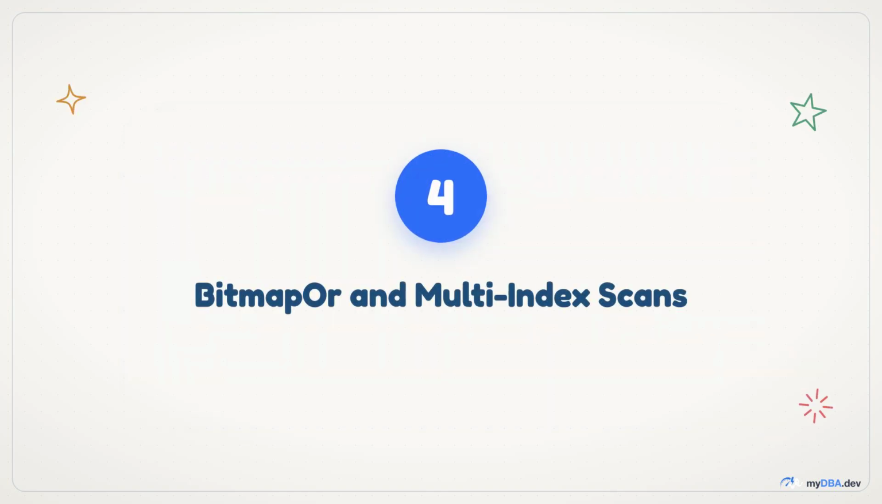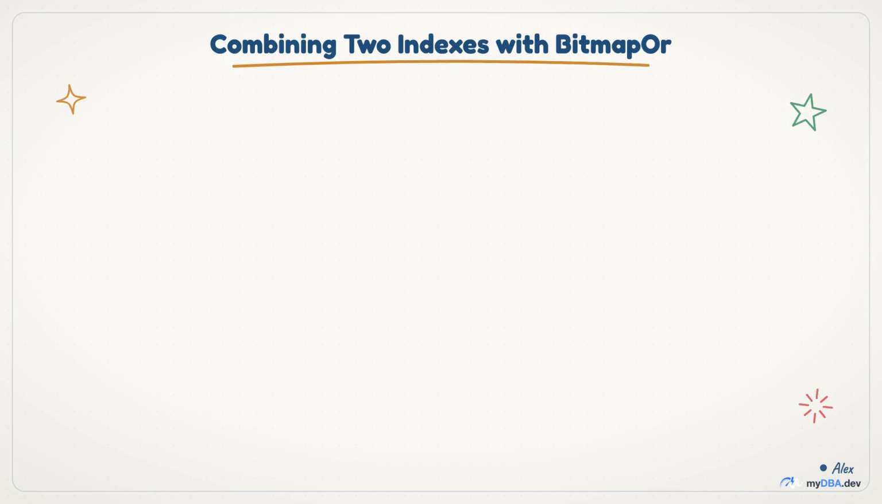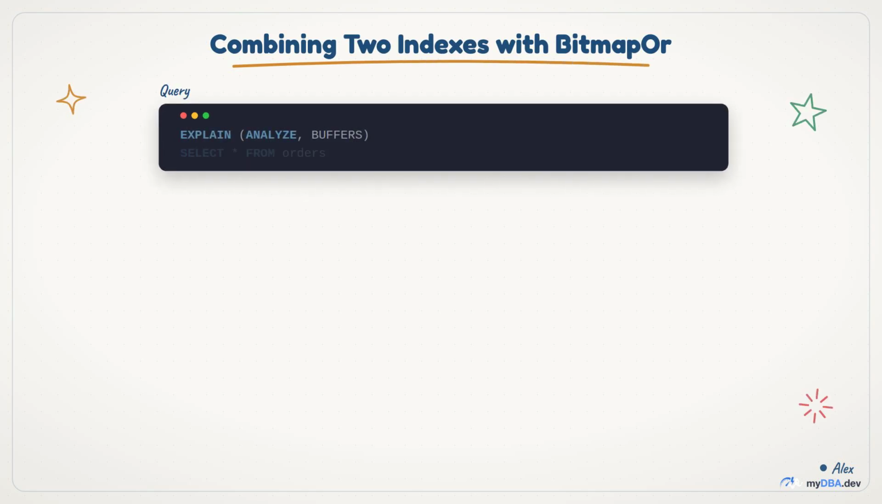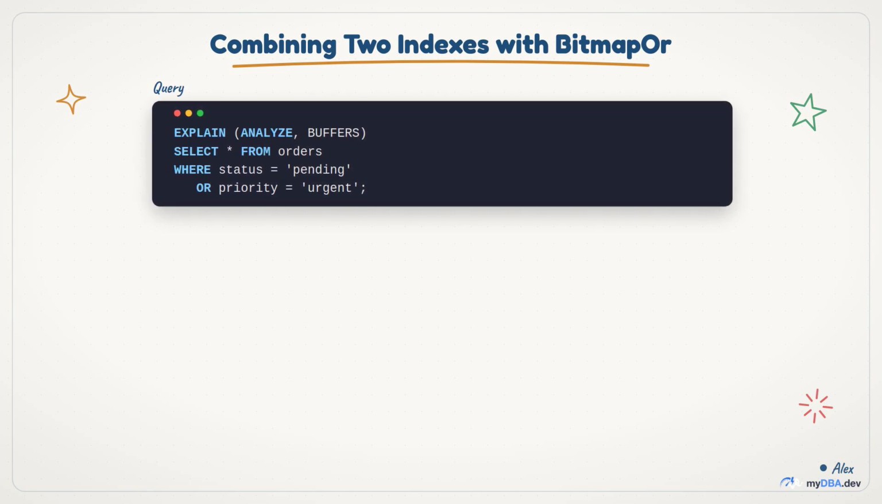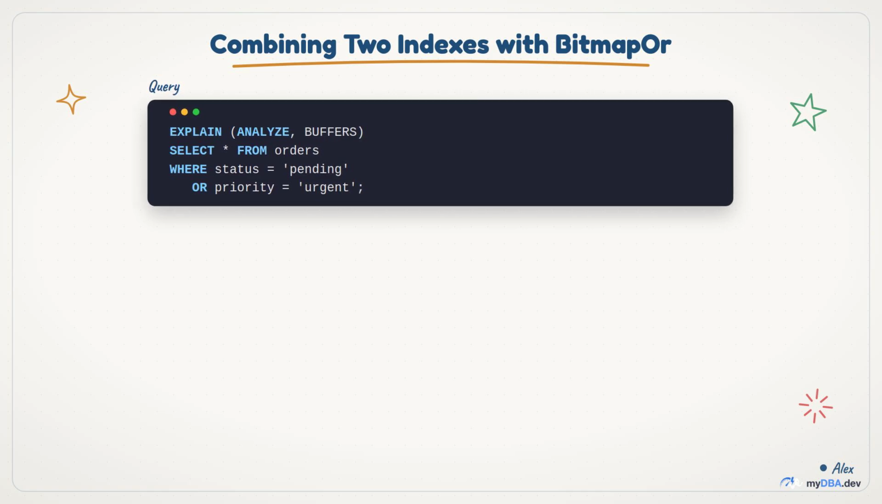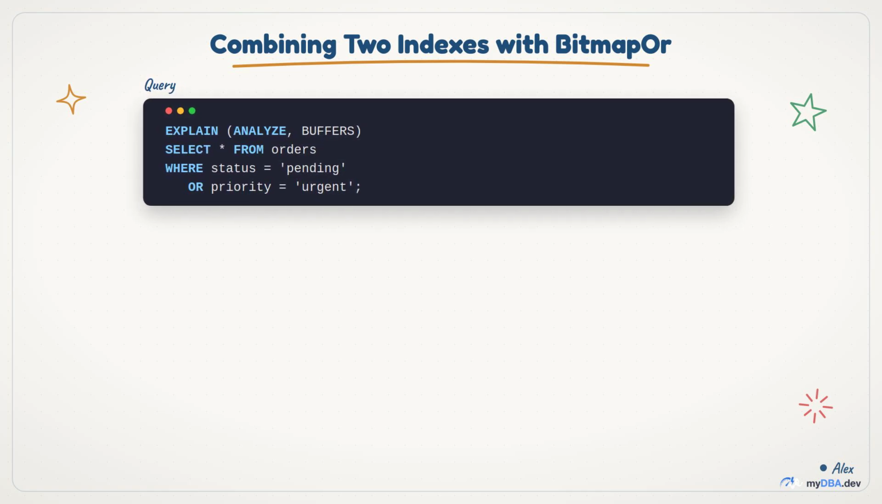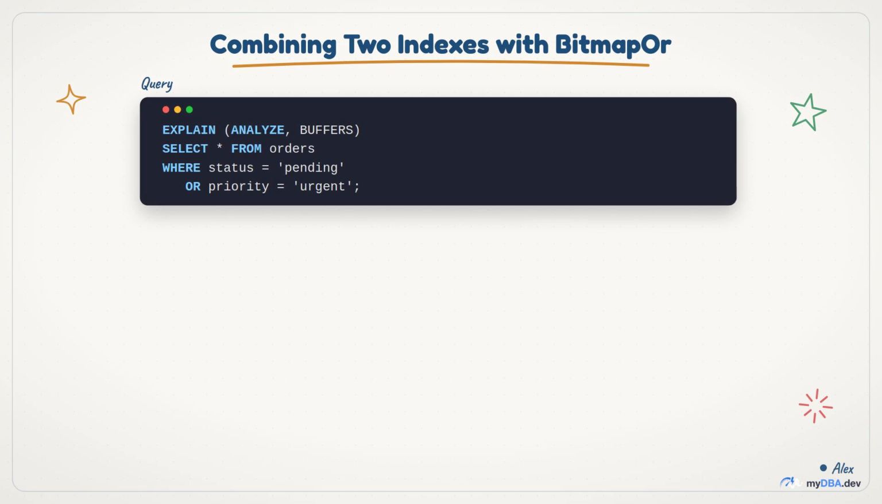One more thing Bitmap Heap Scan does really well. It lets Postgres efficiently retrieve rows using combined index results. Let's see how that works. Here's an OR condition. Postgres scans IDX orders status and IDX orders priority in parallel, builds 2 bitmaps, then merges them with BitmapOr. The combined bitmap goes to the Bitmap Heap Scan, which reads each matching page once, clean and efficient.